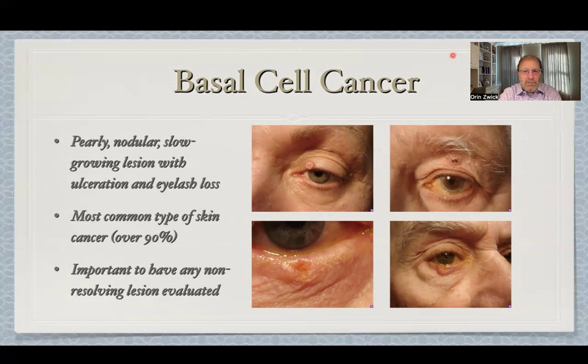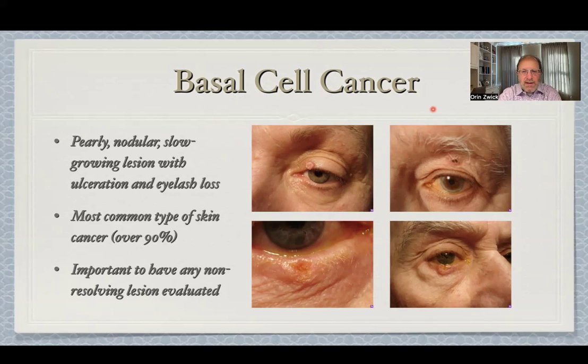Especially in this picture on the upper left, they have a raised lesion with heaped up edges, pearly in color, with a central ulcerated core. Eyelash loss and distortion of the architecture of the eyelid all go along with what a basal cell can do. They can be crusty and inflamed and scaly, as in the right top picture. On the lower left picture, you can see just distortion of the eyelid margin.